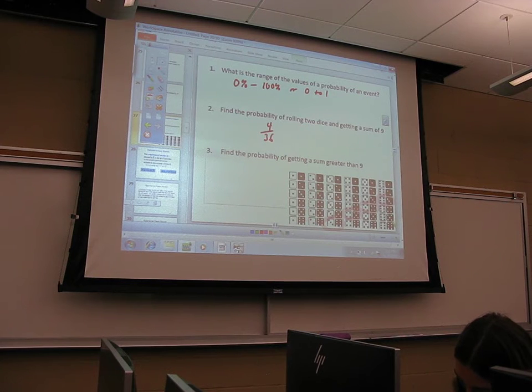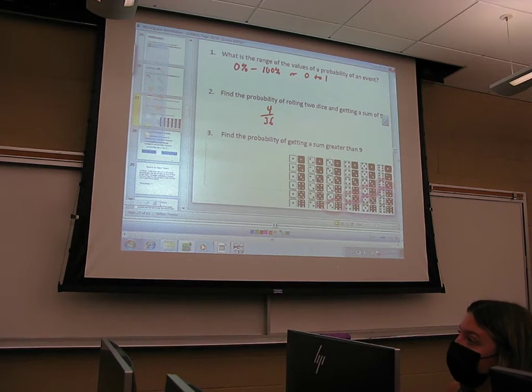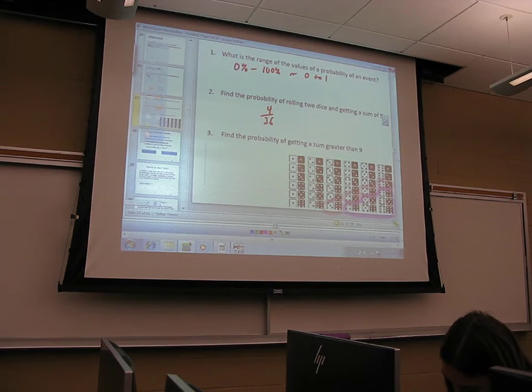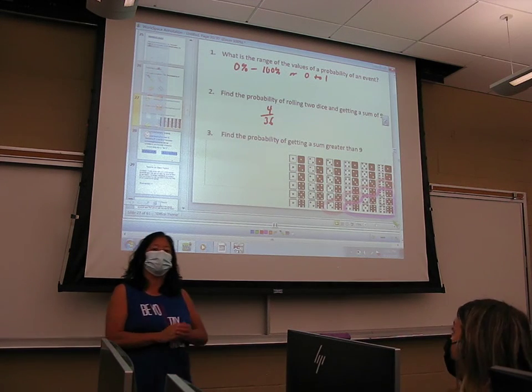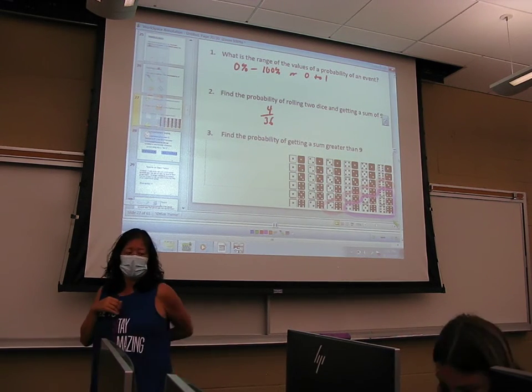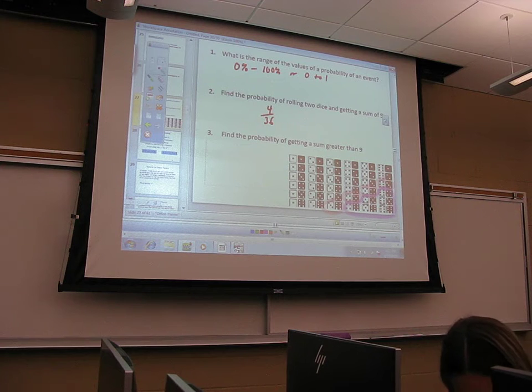I'll give you guys a few seconds to do the last one. So all the ones that are bigger than 9. Not including 9. Do not include 9. It says greater than, not greater than or equal to. So not equal to, just strictly greater than. So how many of them are there? 6. 6 out of how many? 36. 6 out of 36. Good?